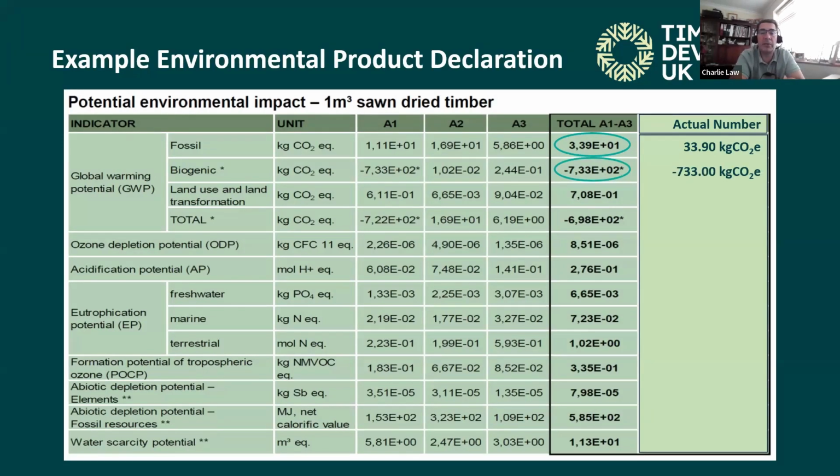For the minus 7.33, it's a minus figure, but we've got an E+02, so we've got to move the decimal point over 2. So it's a minus 733 kilograms of CO2 for that one. And then the land use transformation, that's a 7.08 E-01, so we've got to move the decimal point back 1. So in effect, that's 0.71 kilograms there, giving you the total of the 698.39, which is the final figure there. So that's how you convert those EPDs if you're reading them.